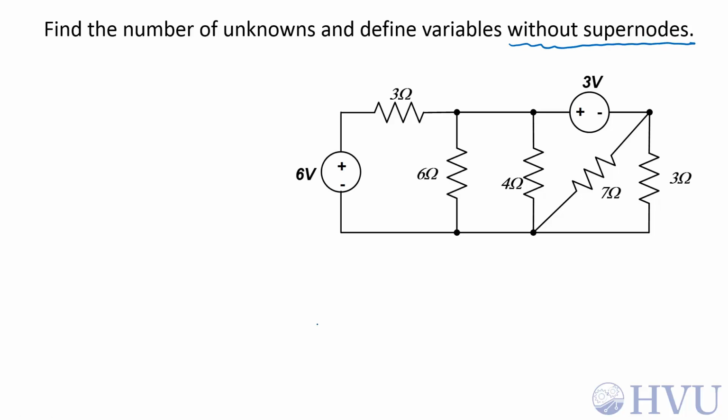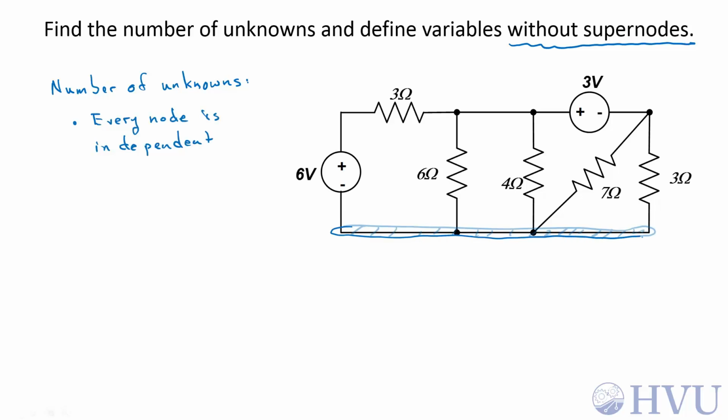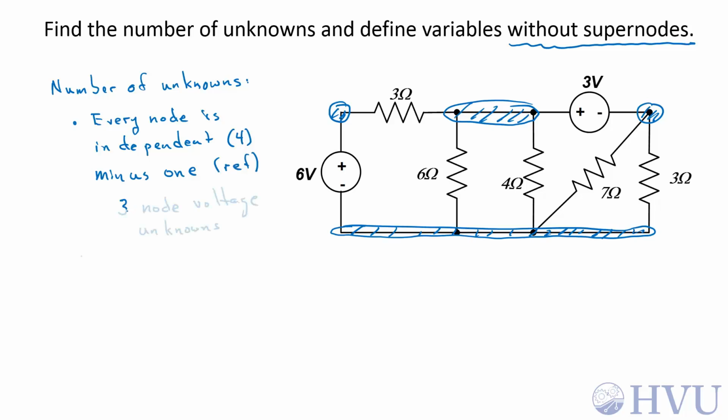In the next part of this example, I want to define variables and count unknowns without using supernodes. So first, for the number of unknowns, every node will be an independent voltage if I don't use supernodes. So this becomes a node, this becomes a node, this is a node, and this is a node. So I have 4 nodes. I subtract 1 for my reference. That leaves me with 3 unknown node voltages.